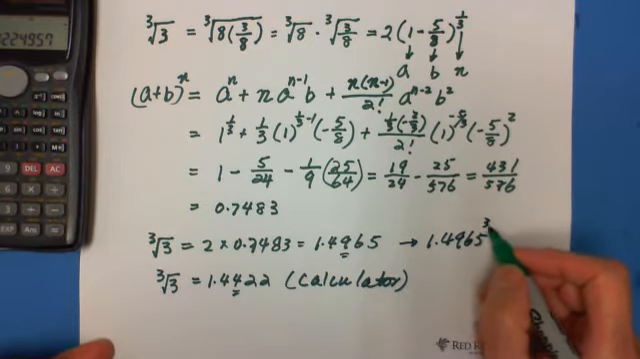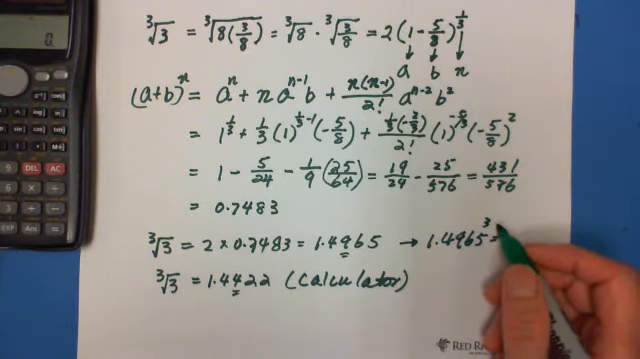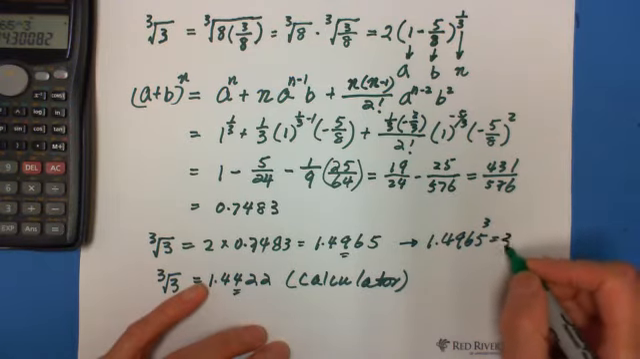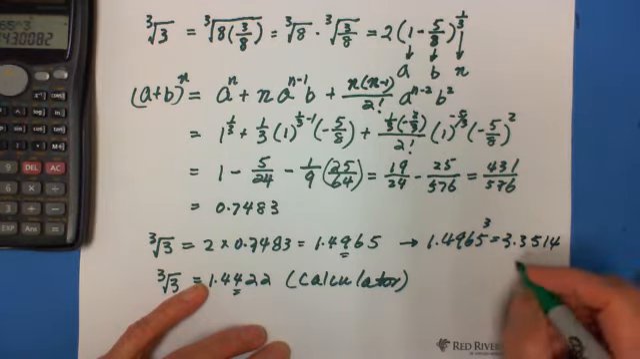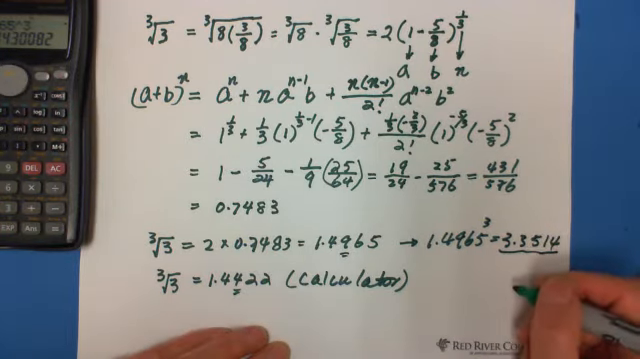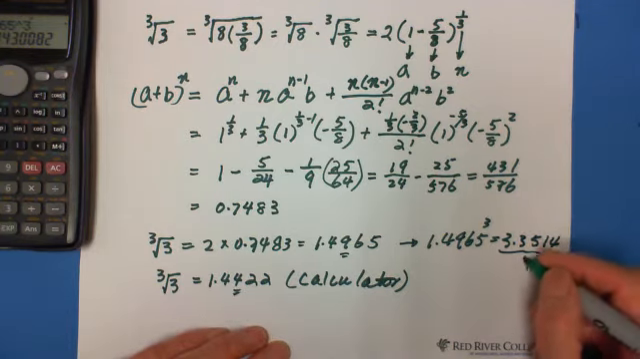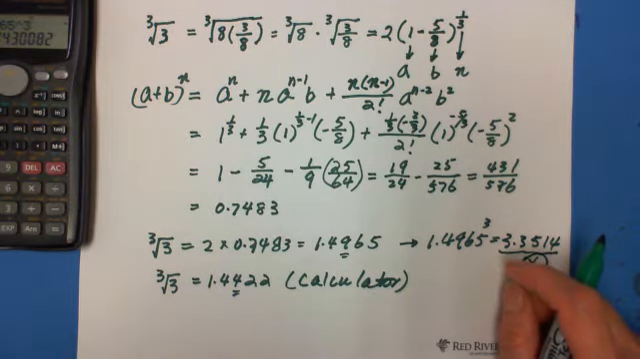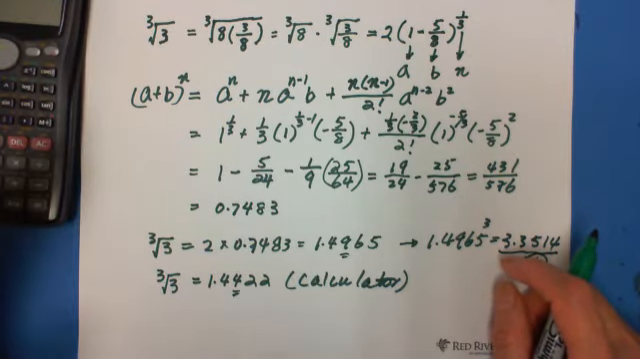1.4965 to the cube to see what the answer is. The answer is 3.3514, which is greater than 3. I don't think it is a good answer. It's not as good as we expected. So that means we need to look for another number.